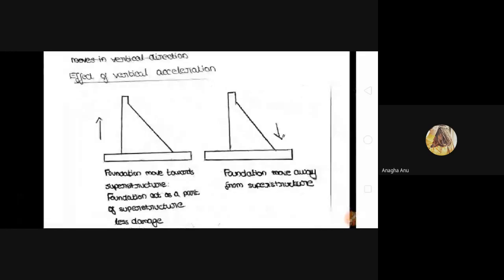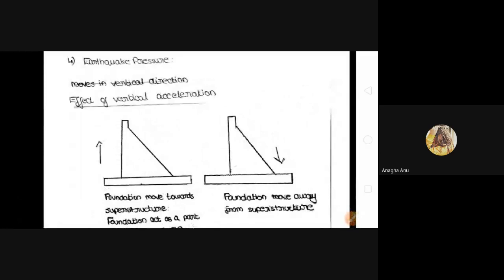Okay, then we move on to the earthquake pressure. We know that the earthquake can act in any direction. We cannot predict in which direction the earthquake force will act. Sometimes it will act downwards, sometimes upwards, sometimes towards the left, and sometimes towards the right. We cannot predict it.